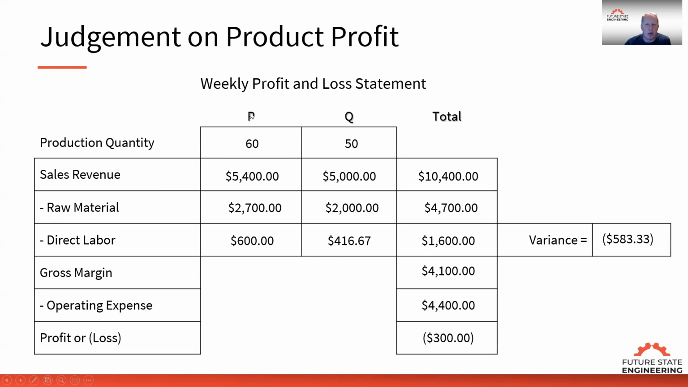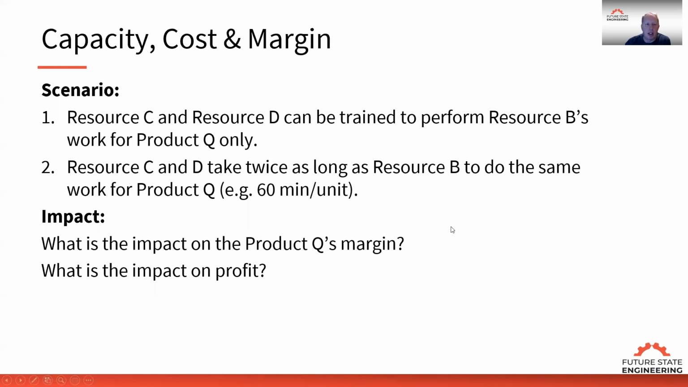When we take that data and we run it through a capacity analysis and we determine what quantity we could produce of each unit, what we find is that there's enough capacity to produce all of product Q, which is the preferred product, and only 60 of product P. And when you run that through a P&L statement, what you find is you end up with a $300 loss, and we have a huge direct labor variance of $583.33.